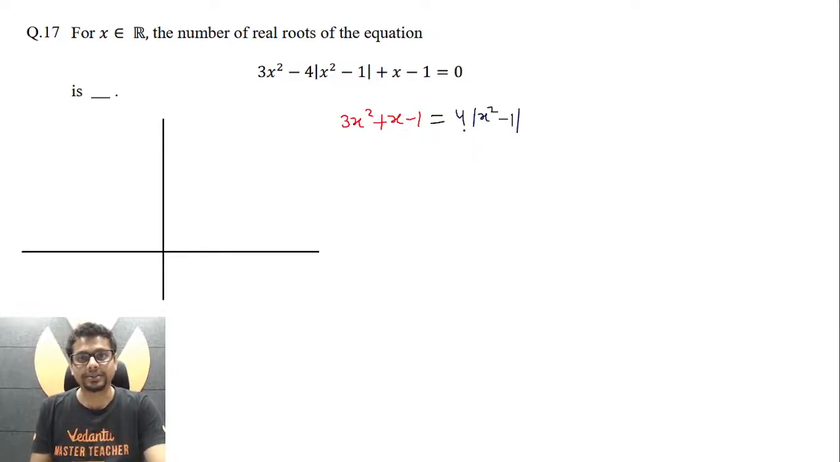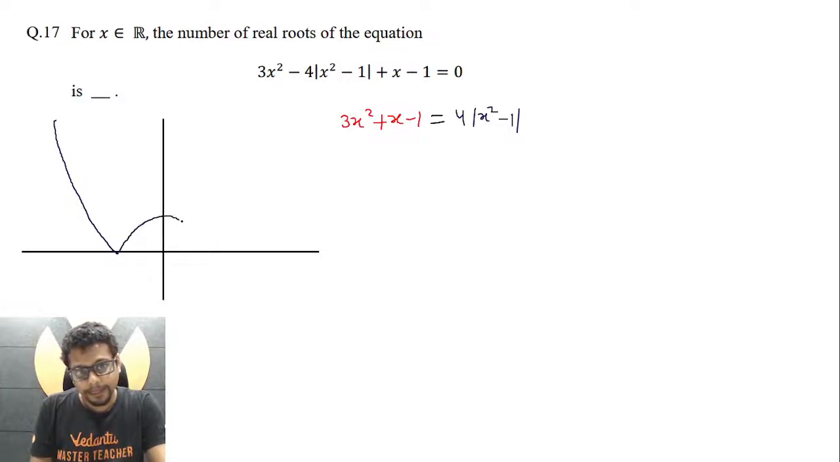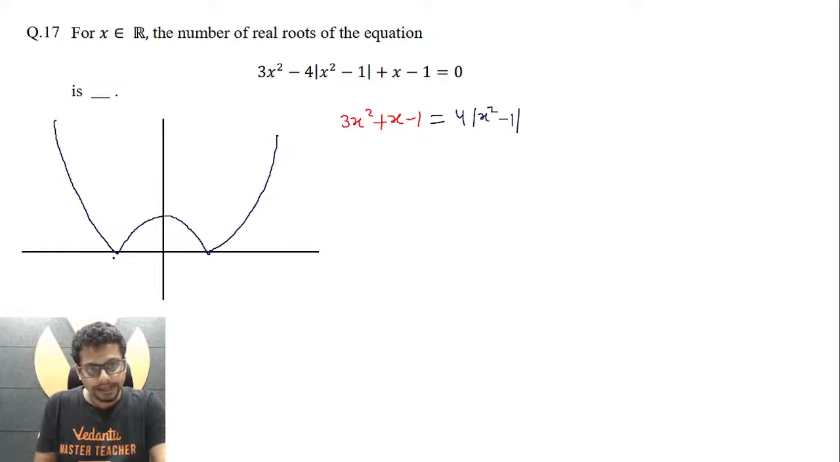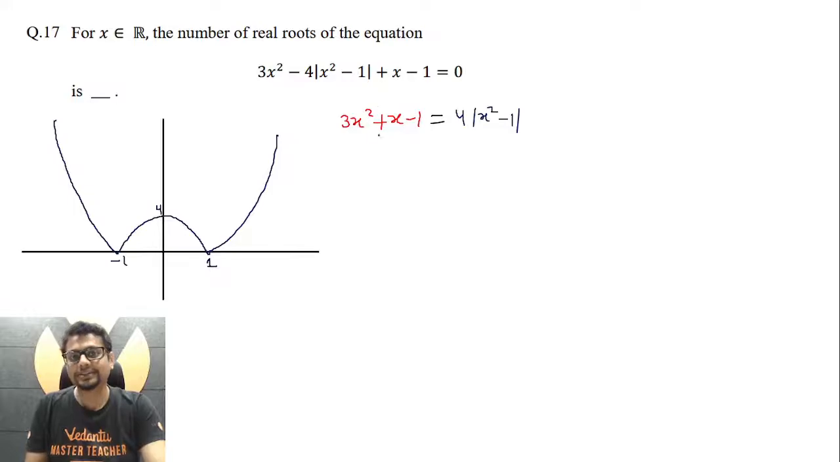And what about 4 times? So 4 times means it will decrease more steeply and increase more steeply. So this essentially would be something like this. Here, this x coordinate would be minus 1, and here it will be 1. In fact, when x is 0, it becomes 4. Now let's plot the left hand side, 3x square plus x minus 1.